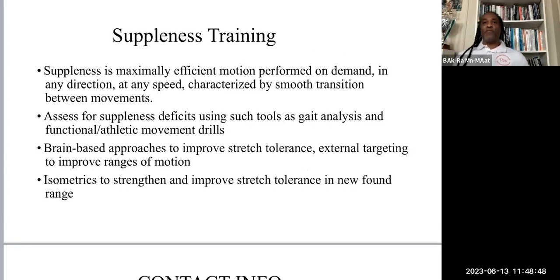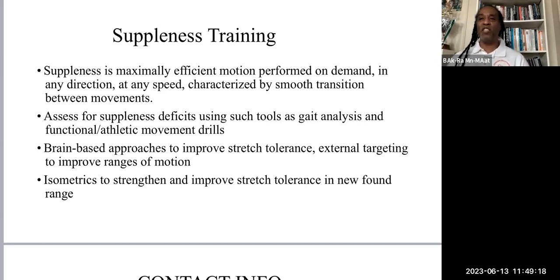Suppleness training. What is suppleness? Suppleness is maximally efficient motion performed on demand in any direction at any speed, characterized by smooth transition between movements, right? That's what all field sports, or any sport where you're moving, you want the athlete to be able to do well.